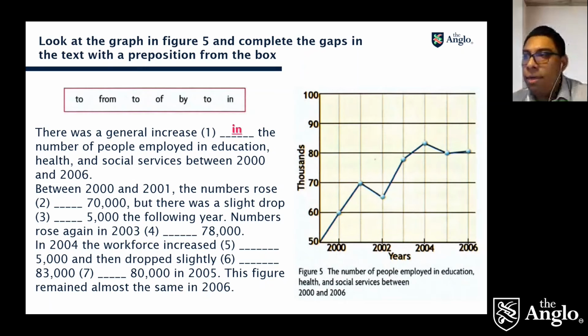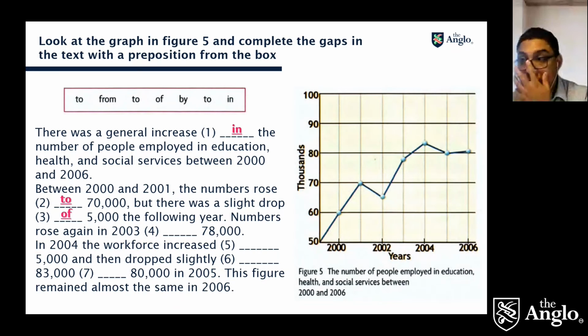But there was 70,000, but there was a slight drop the following year. So number 2 and number 3, somebody says, yeah, I think that most of you got it correct. Number 2 is to. The numbers rose to, or up to this point, or up to this number, but there was a slight drop. Number 3, which one do you think that one is? Slight drop. Good, Elizabeth, thank you. Slight drop of 5,000 in the following year. Then numbers rose again in 2003.